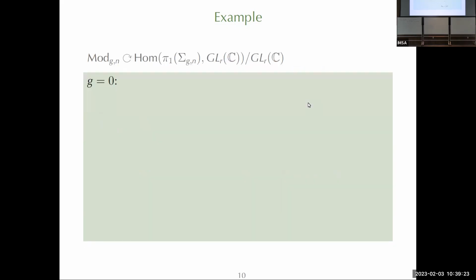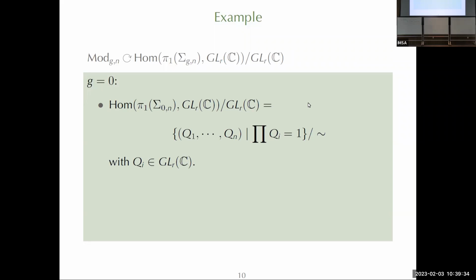Maybe just to show you it's not always this simple, let me give you a different example. So suppose g is 0. So we're in the genus 0 case. We're looking at P1 minus a bunch of points. Well, then what is the space of representations? It's just n-tuples of matrices whose product is 1 up to conjugacy. So this is a local system on Sigma_{0,n}, or a representation of pi1 of Sigma_{0,n} up to conjugacy.